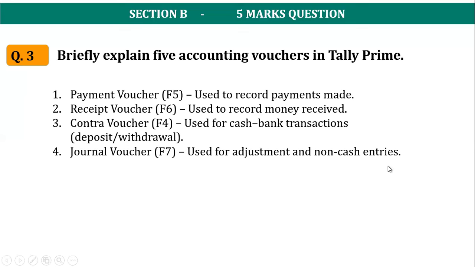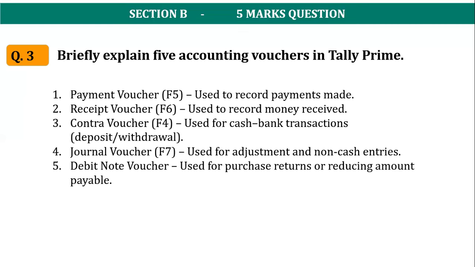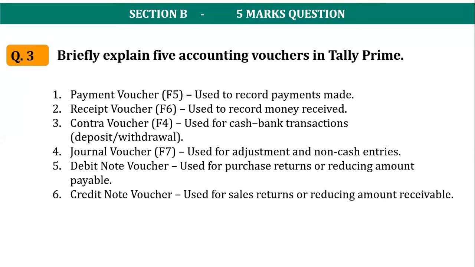Journal when a non-cash transaction comes, or for adjustment. Then the debit note as well as credit note, that is purchase return as well as sales return. For purchase return, debit note; for sales return, credit note. You have to use these.